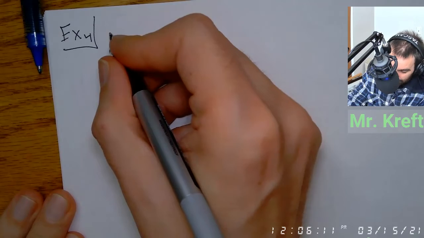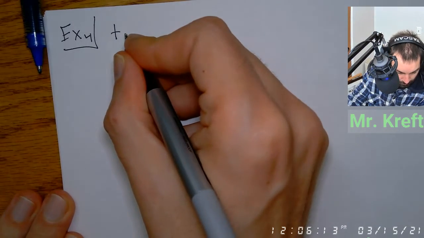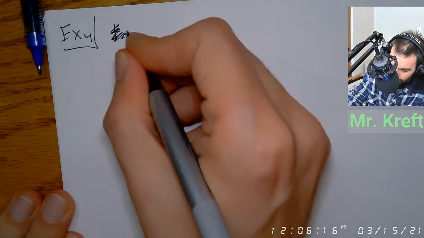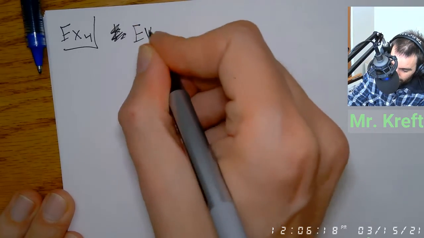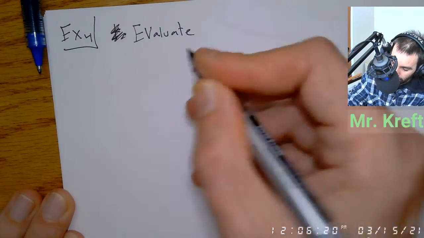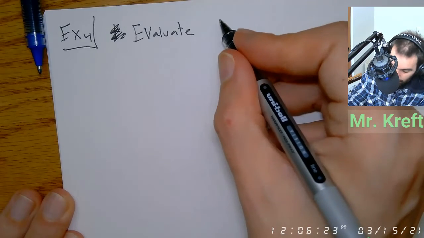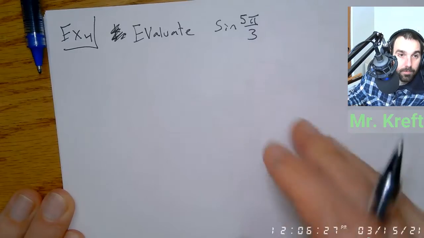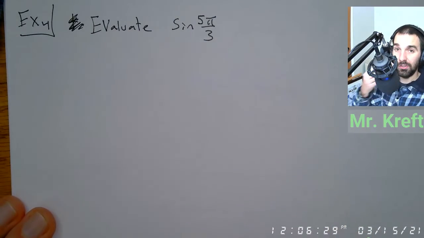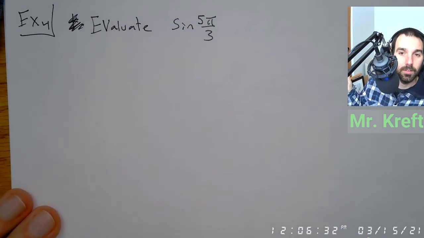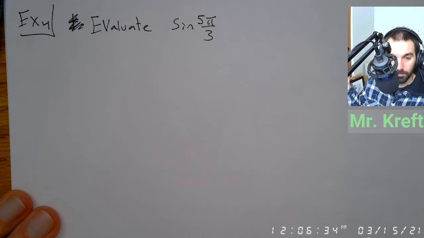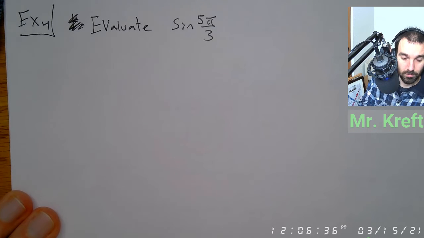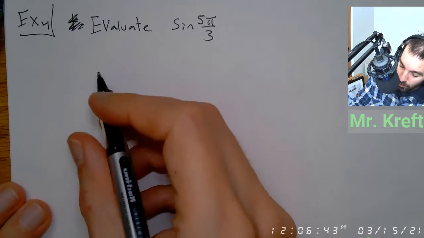Let's evaluate, I don't know why I drew the V so big. Evaluate, let's do sine of 5 pi over 3. Now, do you guys want to do this together or on your own? I'll let you vote. Okay, we'll do it together.